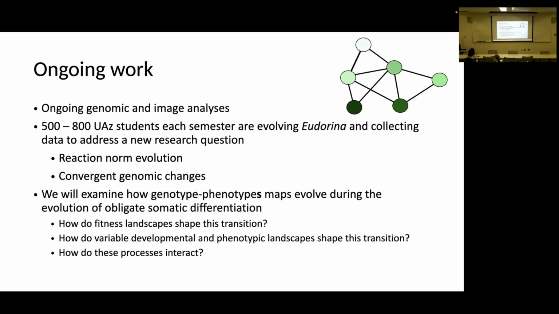And more broadly, I'm really interested in understanding how genotype-phenotype maps evolve during the evolution of obligate somatic differentiation. And how do fitness landscapes shape this transition? How do the really variable developmental and phenotypic landscapes that we see in an array of different species shape this transition? And how do these processes interact with each other?